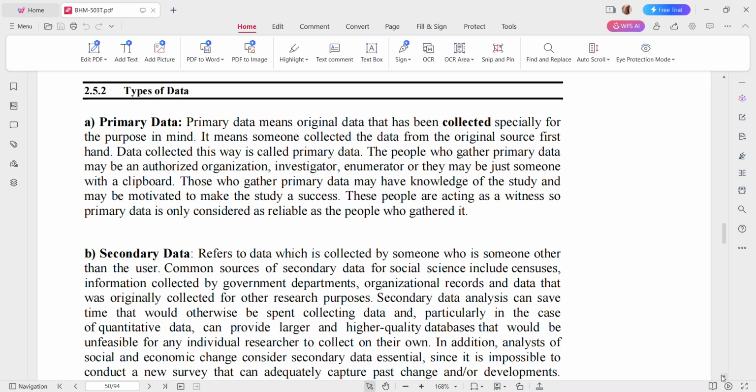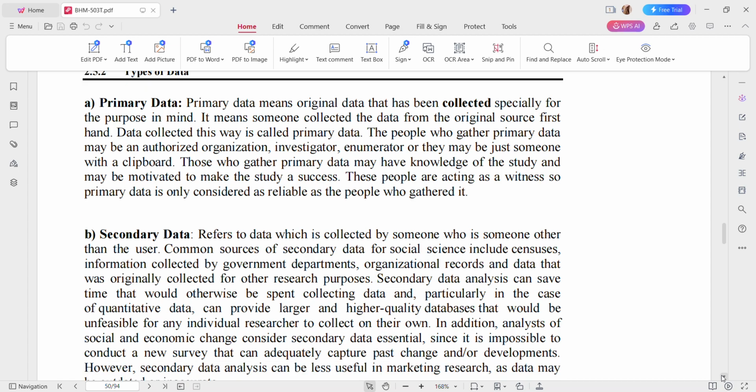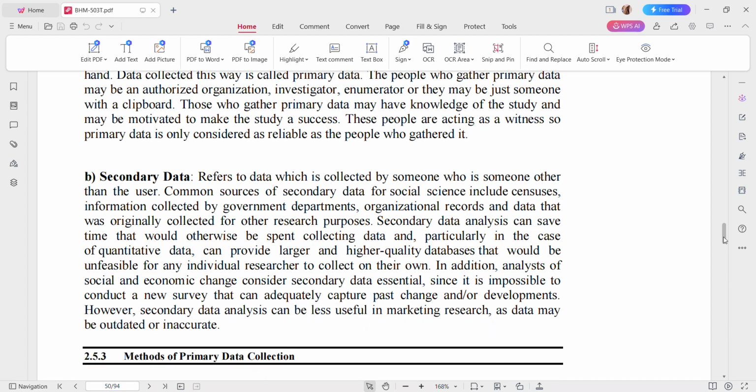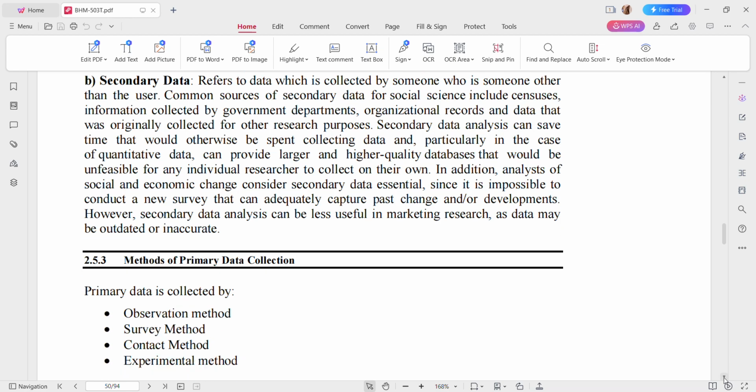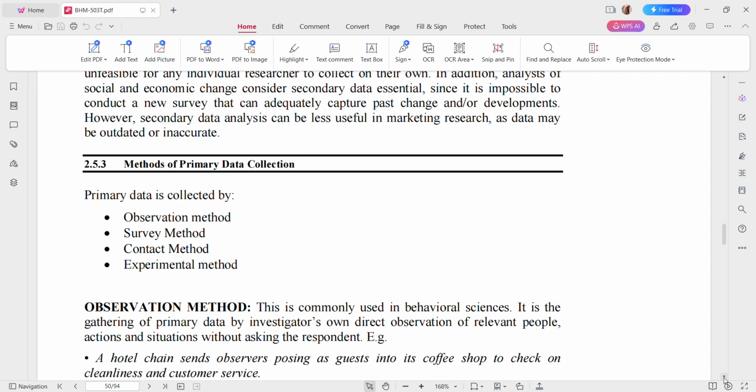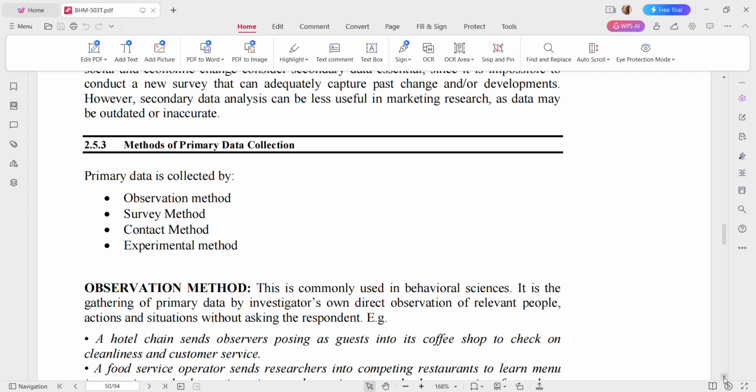Now, when you do that, secondary data analysis can save time. Of course, you can save time, and at the same time you can save money, because you will no longer go to the community to do a manual survey, but you can just ask someone to provide you the data, provided that it's approved and legal concerns or issues are being taken care of. Now, what are the methods of primary data collection? We have observation, survey, contact method, and experimental method.